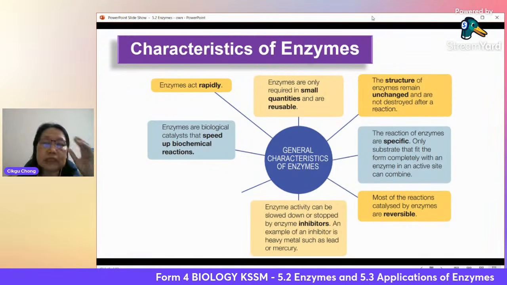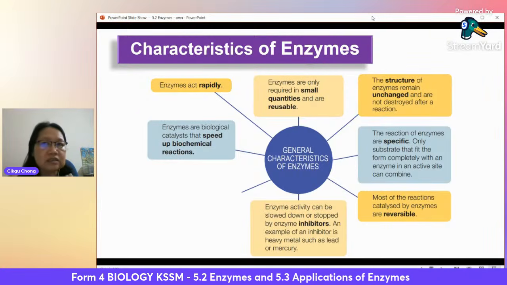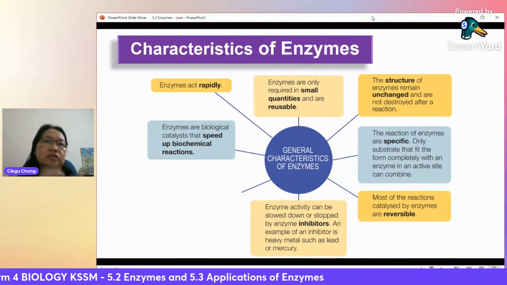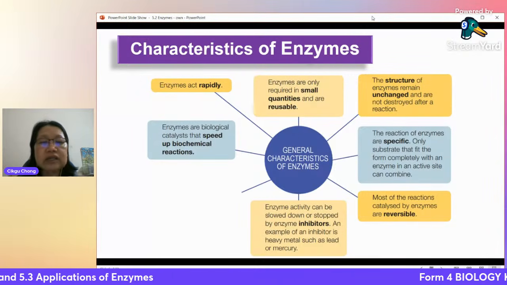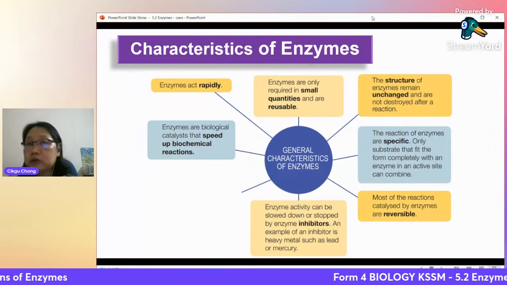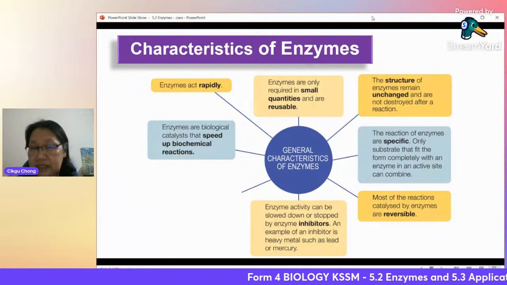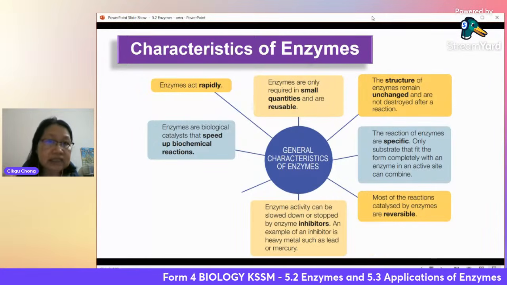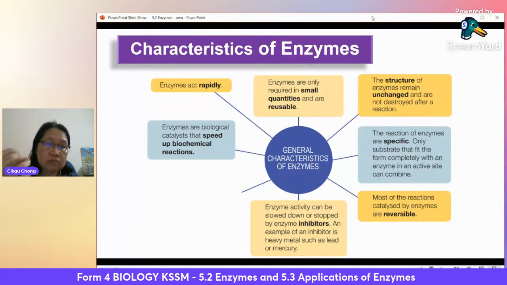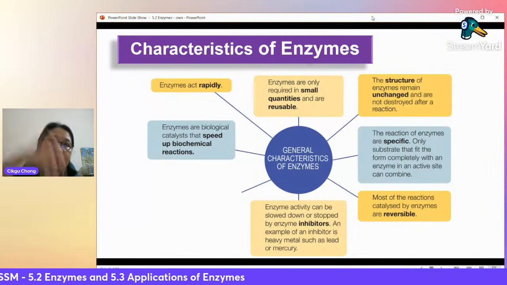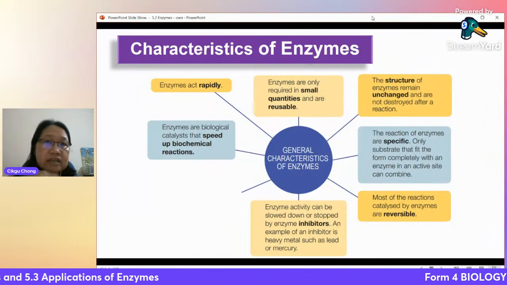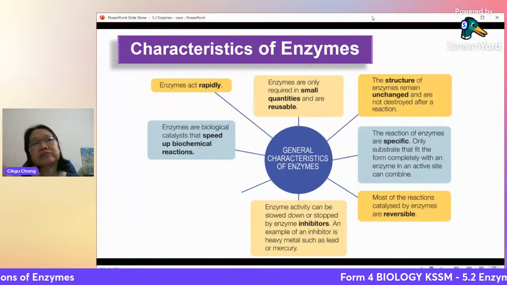For example, if you put certain poisons, why are they called poisons? Because actually they stop the action of the enzyme. We call these molecules or substances inhibitors. When an inhibitor is present in the system, it will stop the substrate from combining or binding to the active site. So now your substrate cannot go in.